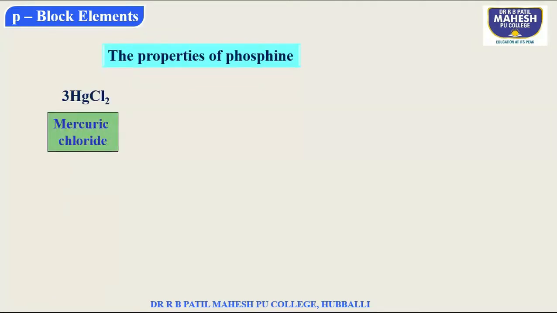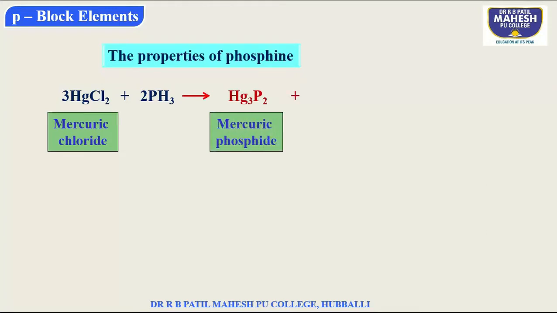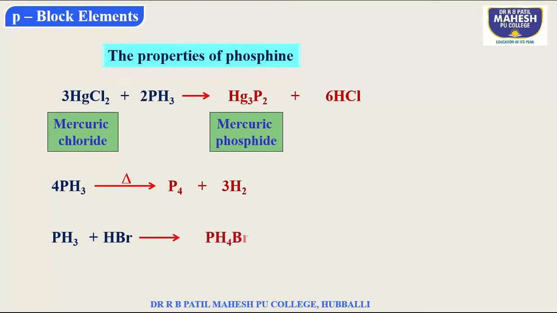When it reacts with mercuric chloride, we are going to get mercuric phosphide as a product along with HCl. Phosphine, when it is heated strongly, decomposes to form phosphorus and hydrogen gas. When phosphine reacts with hydrogen bromide, it forms phosphonium bromide. This reaction indicates that phosphine is basic in nature.